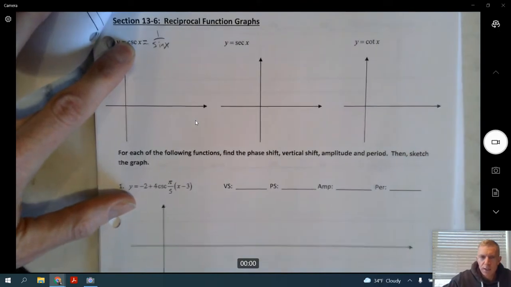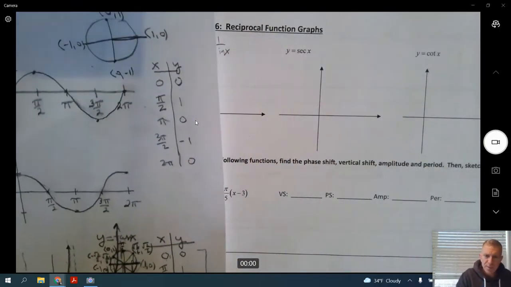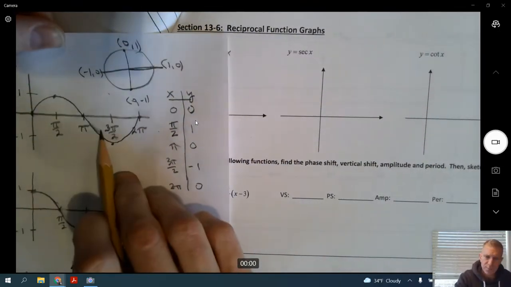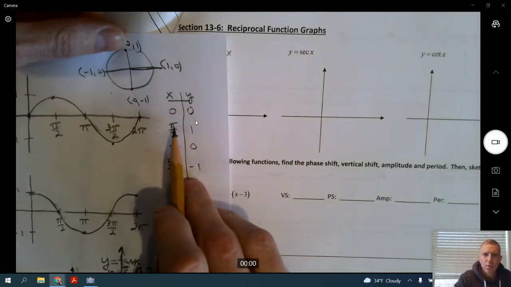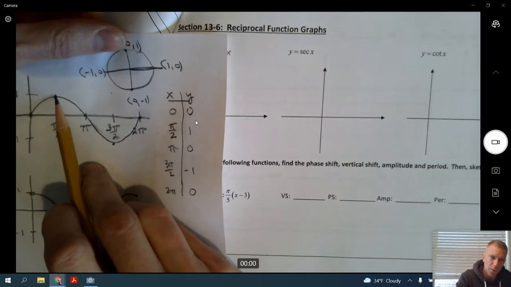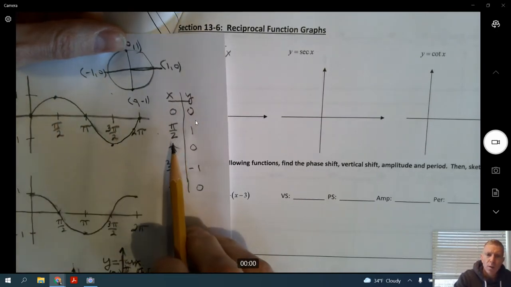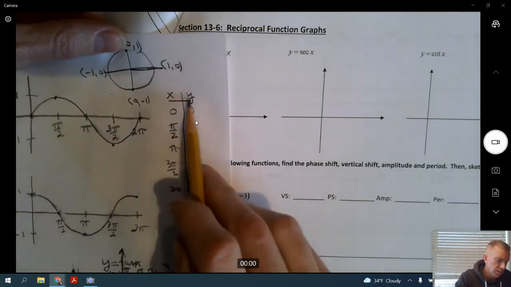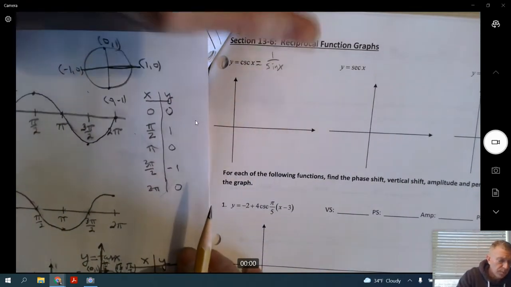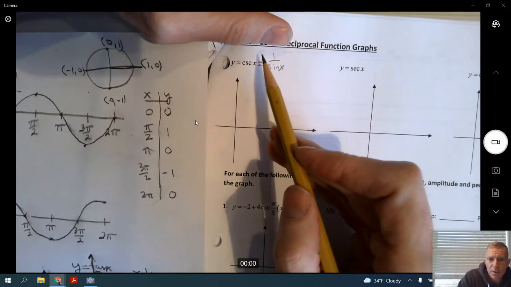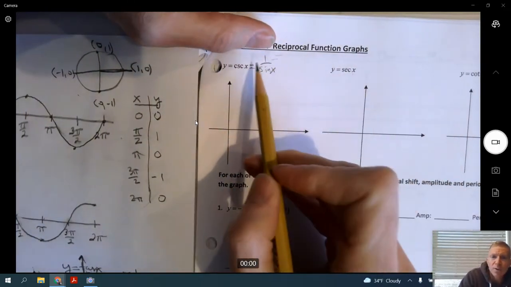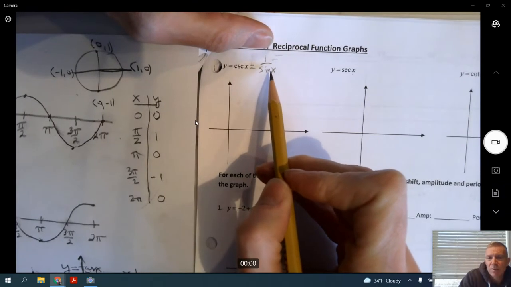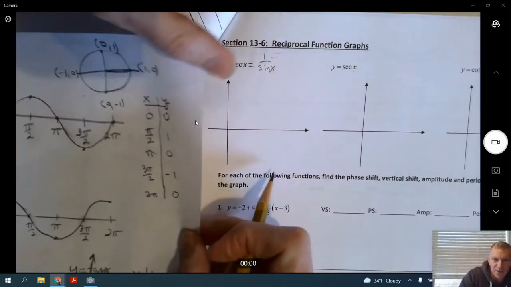If we remember, this was our sine function right here. When x was 0, y was 0. When x was pi over 2, y was 1. When x is pi, y is 0, and so on. So these values are going to be important. The first thing you always do when graphing a cosecant function or any of the reciprocal functions is graph the function that it's the reciprocal of. So we're first going to graph the sine function.